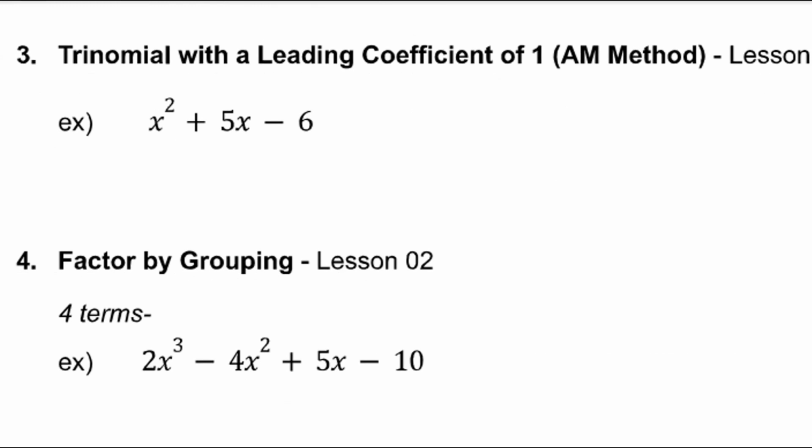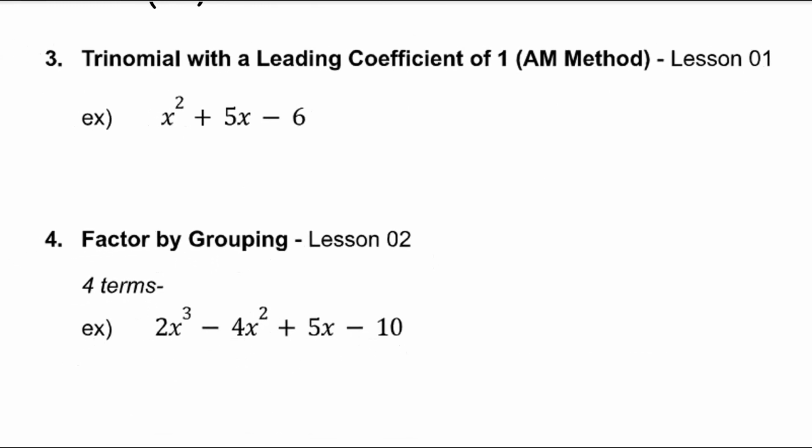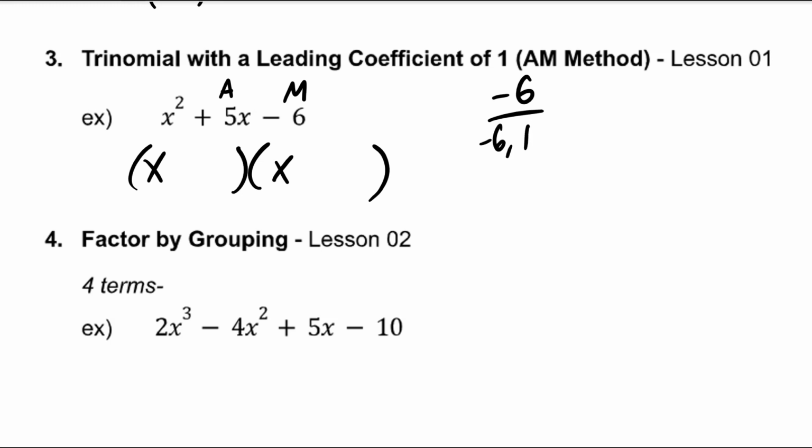Number 3, a trinomial with a leading coefficient of 1. This was also from the first lesson. You simply ask yourself what numbers add to negative 5 and multiply to negative 6. Well, if you think of factors of negative 6, there's really only a couple, right? There's negative 6 and 1, and 2 and negative 3. But for negative 6 and 1, if I make the 1 negative, I could add them and get negative 5. So I'm going to use that as my winning pair, rewrite it as x plus 6 times x minus 1.